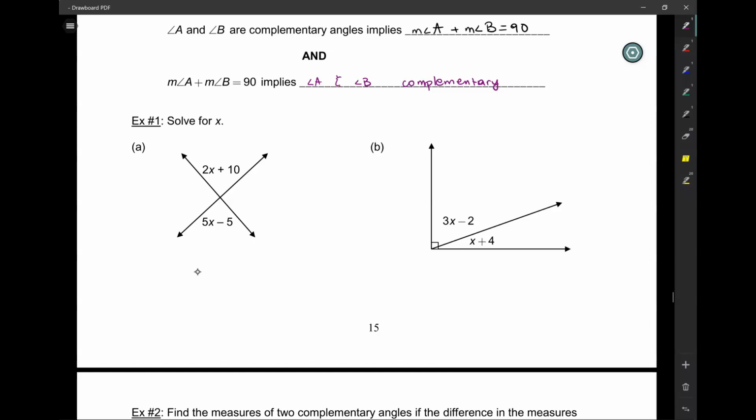solve for x. Okay, so give me 1 second and I'll get your question, Harrison.